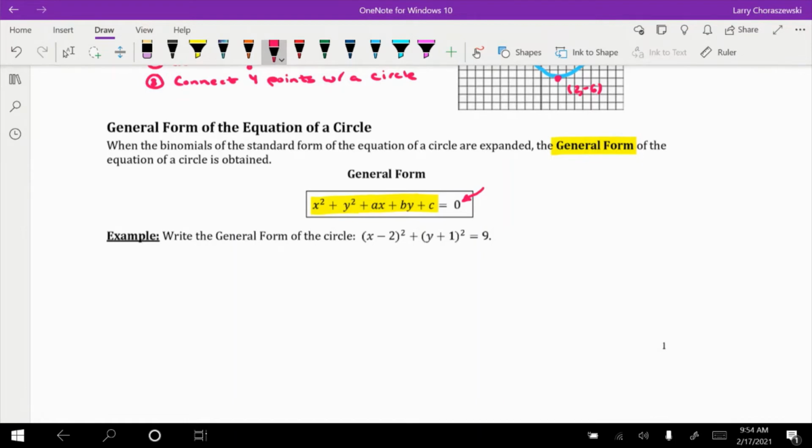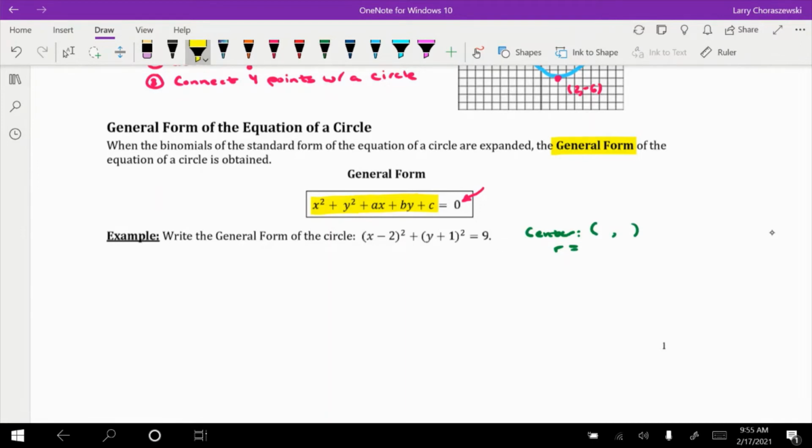So let me show you how this is done with this upcoming example. Here we have the standard form of a circle, and maybe it might be a good idea to try and figure out what the center and radius of the circle is before we do the general form. I'll show you a trick for finding the coordinates of the center if you have the equation provided. You just think opposite.